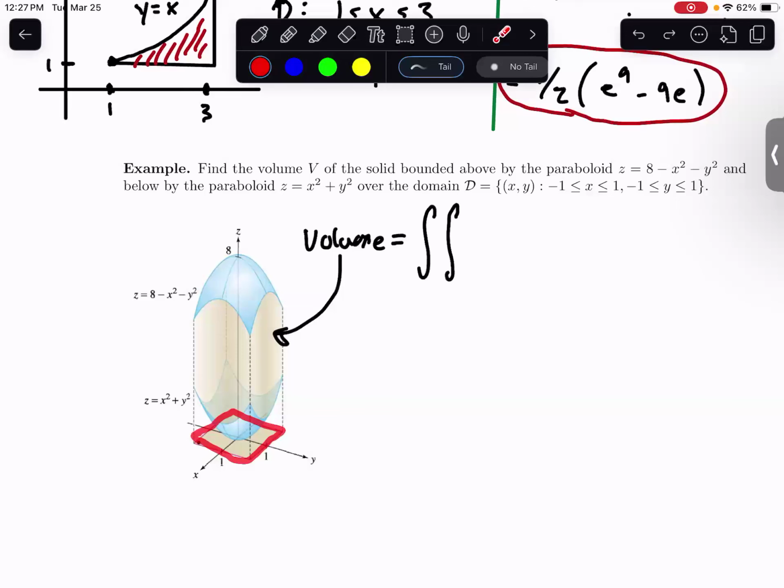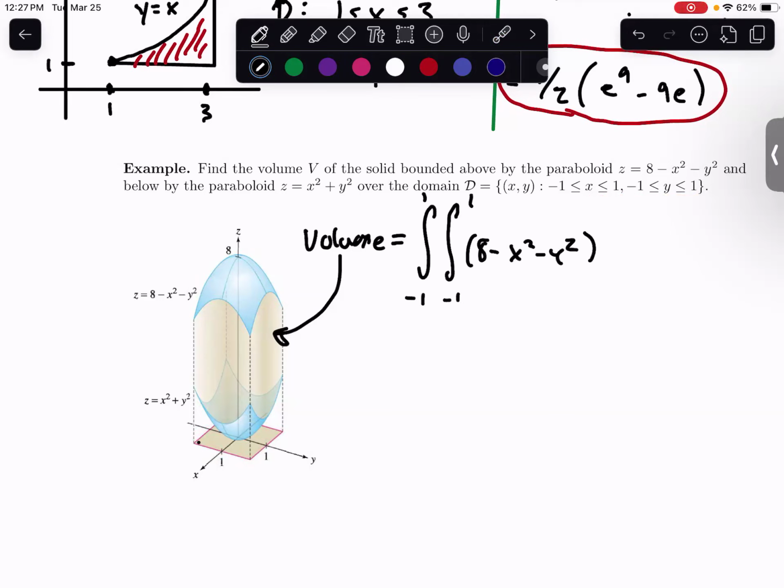So you don't have to do anything fancy. The limits of integration are just x ranges from -1 to 1 and y ranges from -1 to 1. I'm just going to integrate with respect to y first, though you could integrate with respect to x first. It doesn't make a difference. And just like in Calc 2, all you do is take the larger surface, so this 8 minus x squared minus y squared, and you subtract from it the lower surface, so you subtract x squared plus y squared.